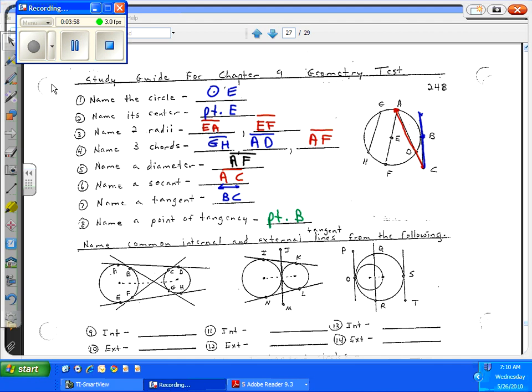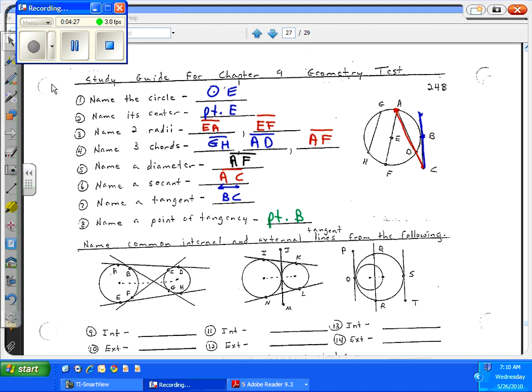Okay. So a circle is a set of all points, a given distance from a given point. The given point is called the center. The given distance is called the radius. A chord is a segment that joins 2 points on a circle. A diameter is a chord that passes through the center. A secant is a line that lies in the plane of a circle and intersects a circle in 2 points. A tangent is a line that intersects a circle in 1 point.